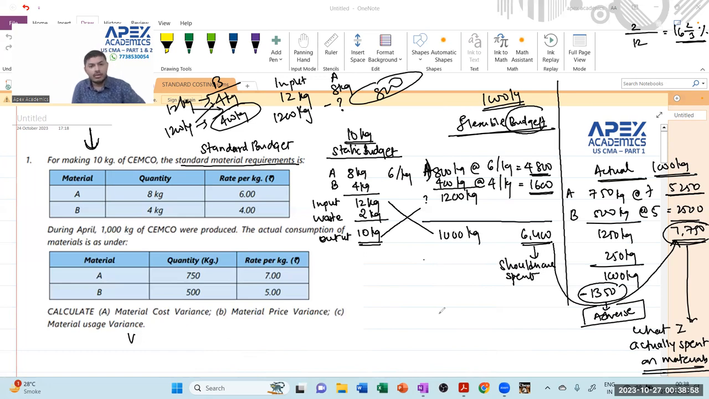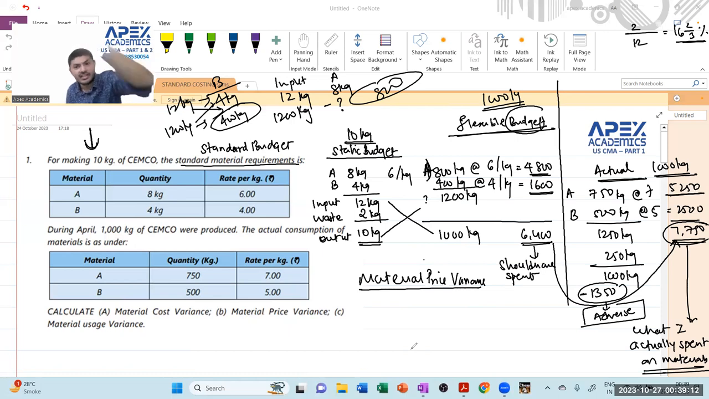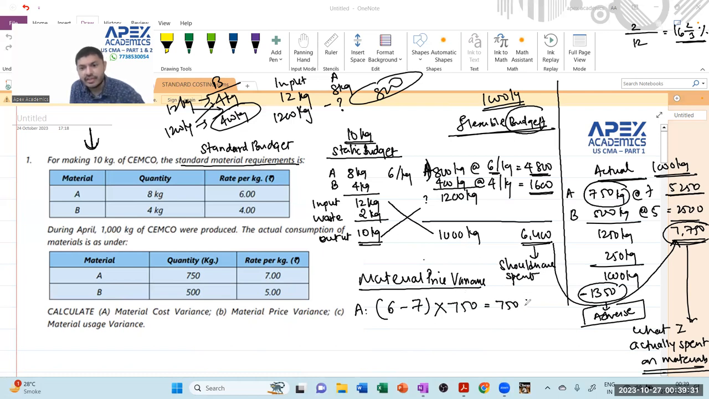Now I jump over to material price variance. Material price variance is simple. In this, कितने में खरीदना चाहिए था और कितने में खरीद के आ गए. How much should I have purchased A for? I should have purchased for 6. How much did I purchase for? 7. Good or bad? Obviously bad. And it is price, so it will always be actual quantity multiplied by 750. So this is 750 adverse.